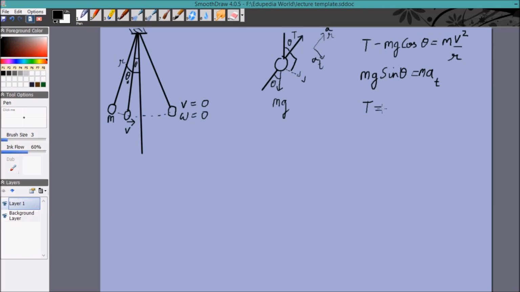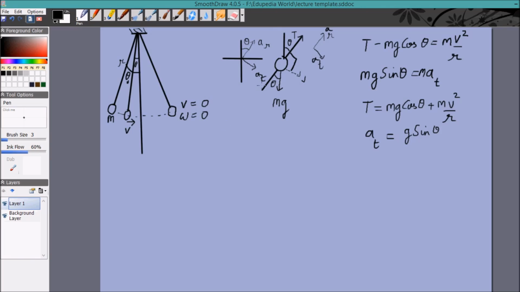We found out T to be mg cos theta plus mv squared by r, and we found out a_t to be g sine theta. So now let's try to resolve it into the horizontal and vertical directions. Right, so this is my tangential acceleration a_t, this is my radial acceleration, and this is theta. So now I will have to take the components of the acceleration as well.